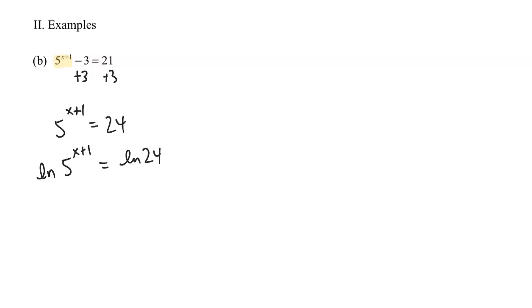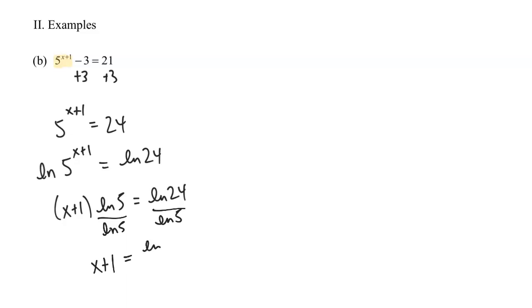Once I've done that, I can now move my exponent into the front of the natural log of 5. And so this is going to be x plus 1 times the natural log of 5 is equal to the natural log of 24. And now I want to try to get x by itself. So the first thing we want to do there is then divide by the natural log of 5. And so that's going to give me x plus 1 is equal to the natural log of 24 divided by the natural log of 5. And I'm leaving that as an exact expression right now.